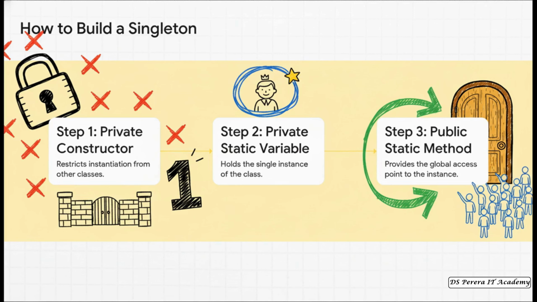And finally, step 3, you create a public static method, which is usually called something like getInstance. This is the one and only front door. When this method is called, it checks, do we have an instance yet? If the answer is no, it creates the instance itself and saves it in that static variable. If the answer is yes, it just returns the one that already exists. So no matter who calls it or how many times they call it, they always get back the exact same object.